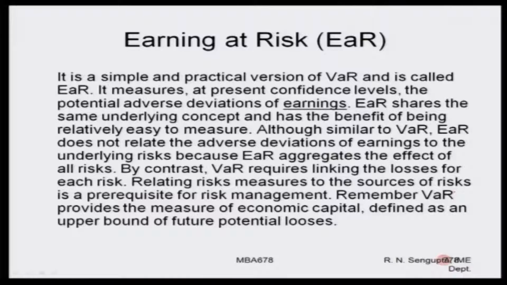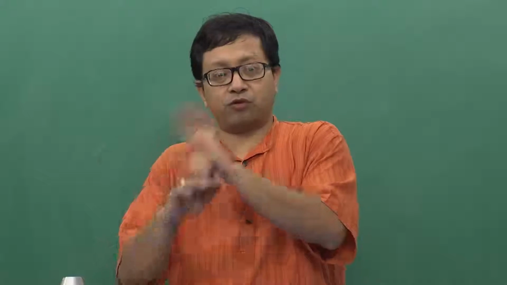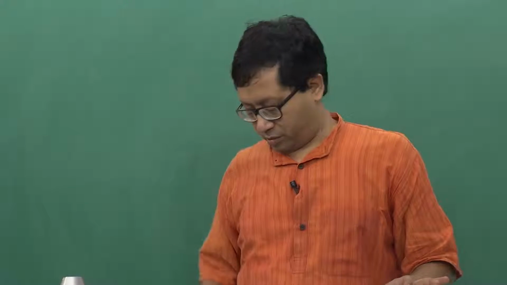It is simple. VaR is also called the expected value or risk which you are facing, or earning at risk. Earning at risk shares the same underlying concept, as the benefit is relatively easy to measure. Although similar to VaR, the EaR, earning at risk, does not relate the adverse deviations of the earnings to the underlying risk. Hence, EaR aggregates the effect of all risks, but contrary to that, VaR requires the linking of the loss to every risk. So, there may be other losses also. What I want to find out is, on an individual basis in a portfolio, the overall effect which is happening, and that would be given much better by value at risk.